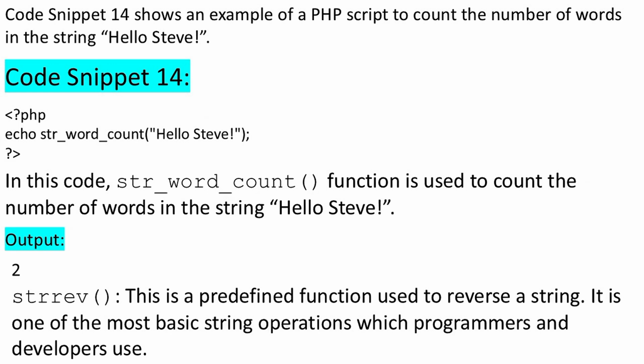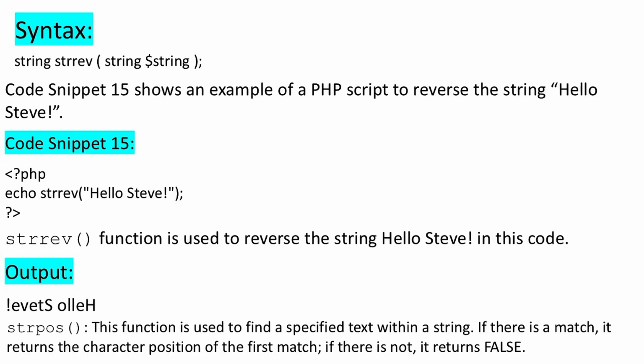This function is used to reverse a string. It takes the text you provide and flips the order of the characters, displaying it backward. For example, if you enter the word hello, the output will be olleh. It's one of the most basic yet powerful string operations used by developers, especially when learning string manipulation or testing logic in PHP.